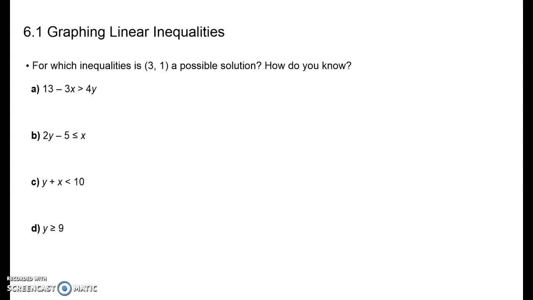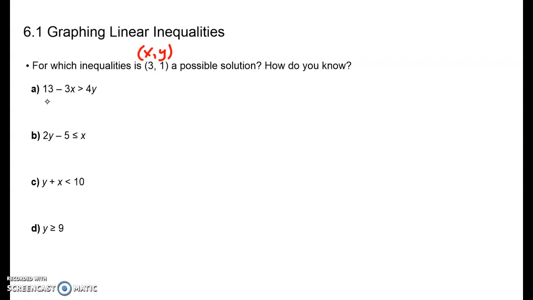Okay, so this first page is asking us to see if (3, 1), that point on the graph, is a possible solution for any of these linear inequalities below. Now we know that every ordered pair is an (x, y), correct? We have practiced this in our 6.0 review. So in any of these linear inequalities, if we insert a 3 for x and a 1 for y, we should be able to see if it makes the inequality true or not. So let's go ahead and do that.